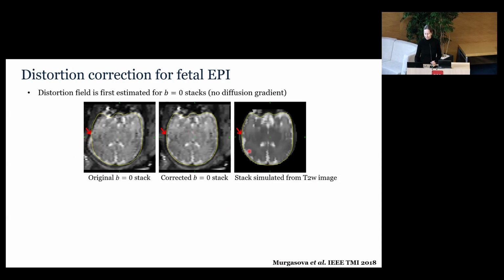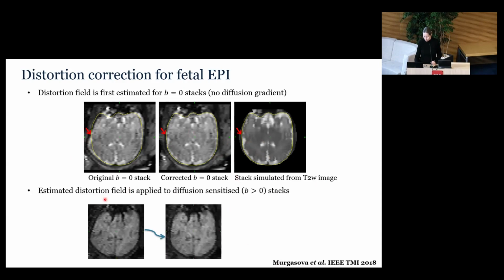You see here that was what the bubble cost, and we nicely put it back. It now fits with the structural data. And in this method, we then apply it to the diffusion. So this was done on B0, and we can also apply that to diffusion sensitized scans.